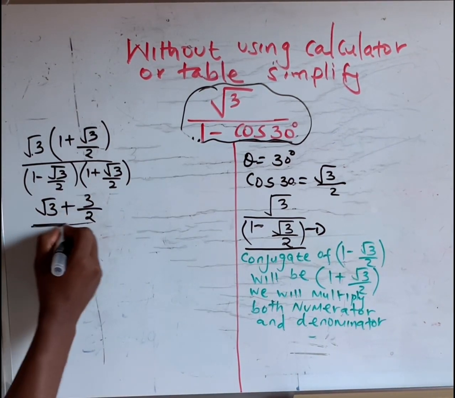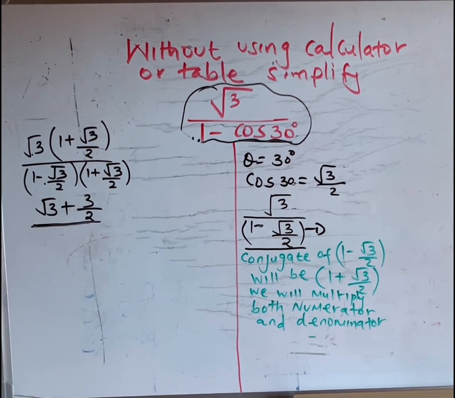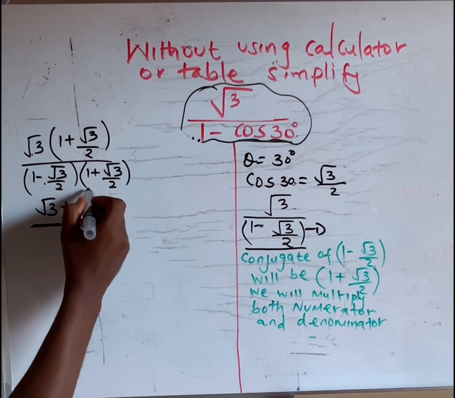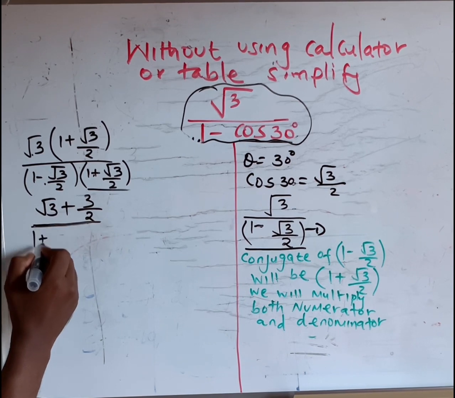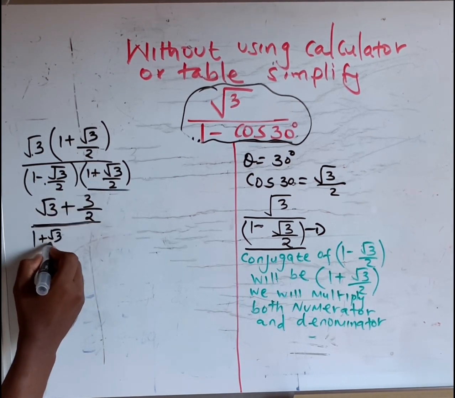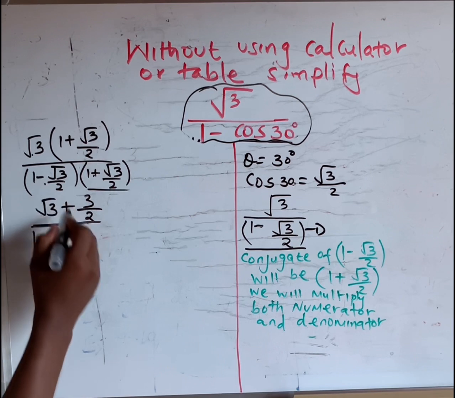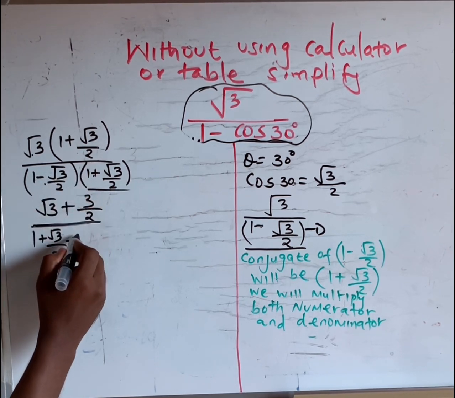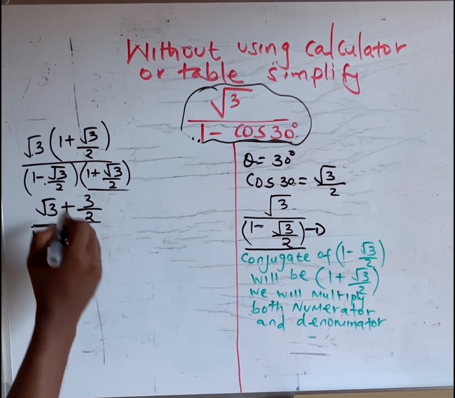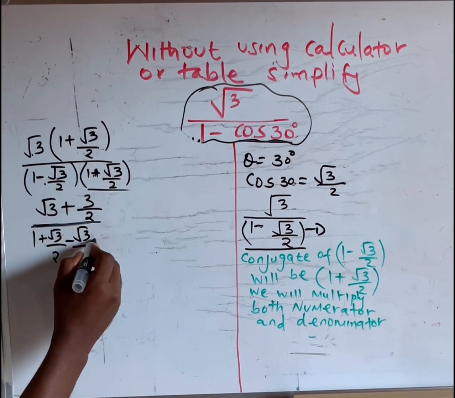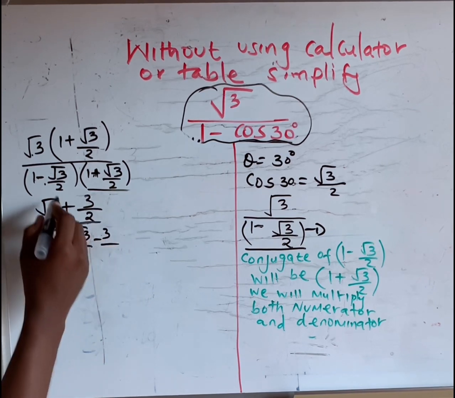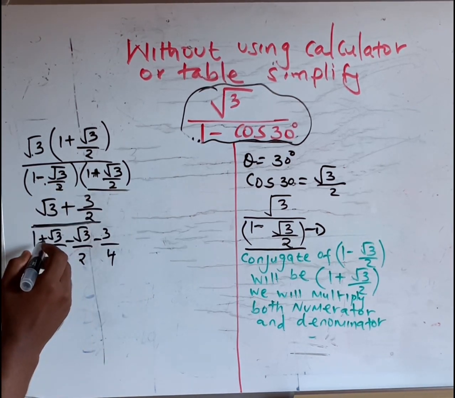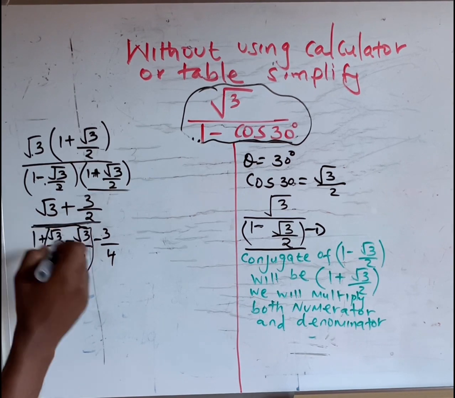For the denominator, this is the same as expanding two quadratic expressions. So we'll have 1, we will multiply the whole of the second bracket. So that's the same as 1 times 1, which is 1, and then plus 1 times the square root of 3 over 2, and then minus square root of 3 over 2 times 1, which is the same as square root of 3 over 2, and then minus times plus is the same as minus. Square root of 3 times square root of 3 will be 3 over 2 times 2, 4. As you can see, in the middle, we are going to eliminate that.